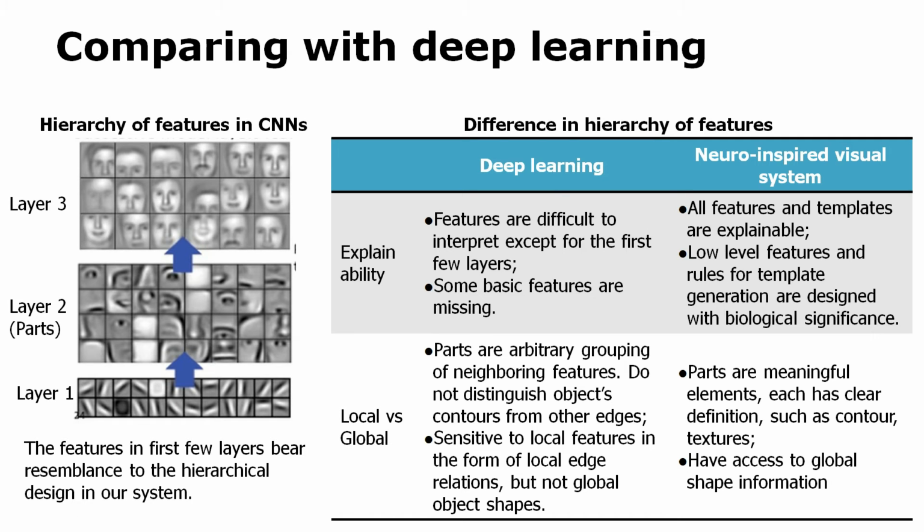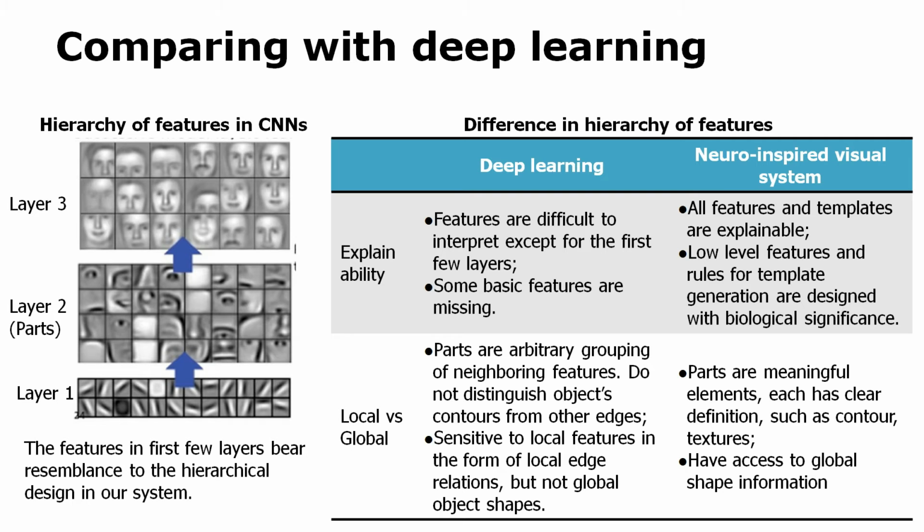Our system is designed to have a hierarchical representation of shape information, from basic features to parts, then to objects. Deep learning has also demonstrated the ability to learn hierarchical features for the first few layers. The first layer corresponds to basic features. The second layer corresponds to object parts. The third layer learns to combine parts into more complex features. So what's the difference between the two approaches?